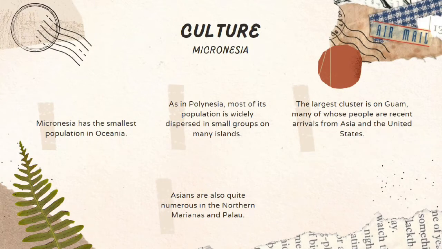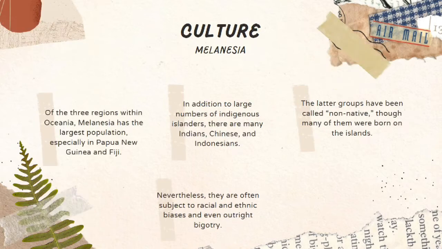Next is Micronesia. Micronesia has the smallest population in Oceania. As in Polynesia, most of its population is widely dispersed in small groups on many islands. The largest cluster is on Guam, many of whose people are recent arrivals from Asia and the United States. Asians are also quite numerous in the Northern Marianas and Palau.